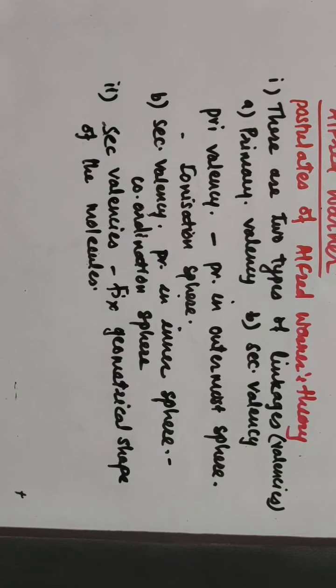That means the spatial arrangement of atoms in space depends upon the secondary valencies of the central metal atom. So, according to Alfred Werner, there are two spheres. One is the ionization sphere, which is the outermost sphere, in which the entities are completely ionizable in aqueous solution, and the other one is the coordination sphere, which is the inner sphere, and the entities present in the coordination sphere, that means coordination entities, are unbreakable, unionizable in aqueous medium, and the geometrical shape of the molecule depends upon the secondary valencies. The secondary valencies can fix the spatial arrangement of atoms in space, that means the geometrical shape.